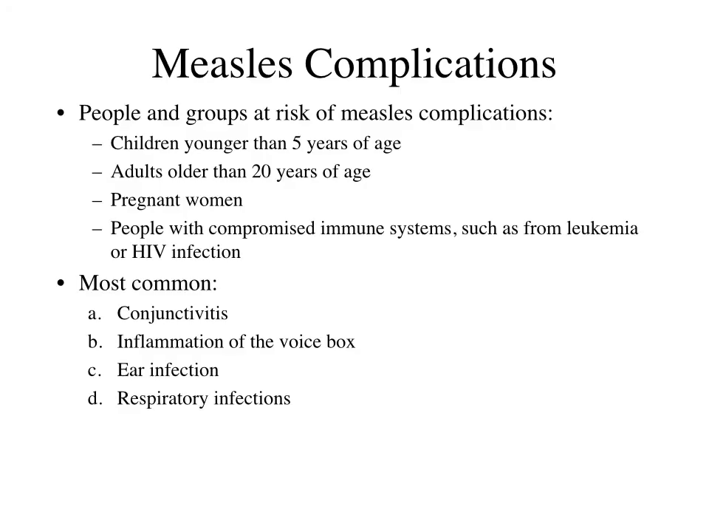Measles can be serious in all age groups. However, there are several groups that are more likely to suffer from measles complications. People who are at highest risk would be children under 5 years of age, adults older than 20, pregnant women, and of course anyone with a compromised immune system would be at risk. The most common types of complications would be conjunctivitis, inflammation of the voice box, ear infections. Those occur in about 1 out of every 10 children with measles, and it can result in permanent hearing loss.